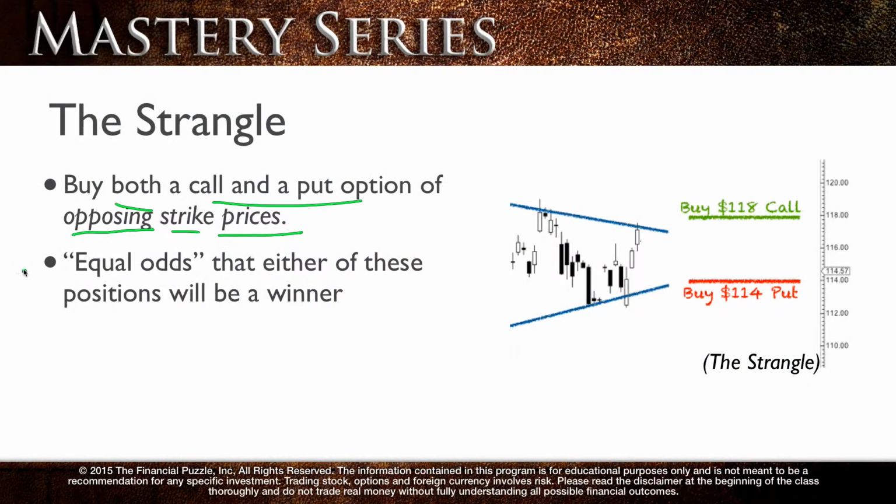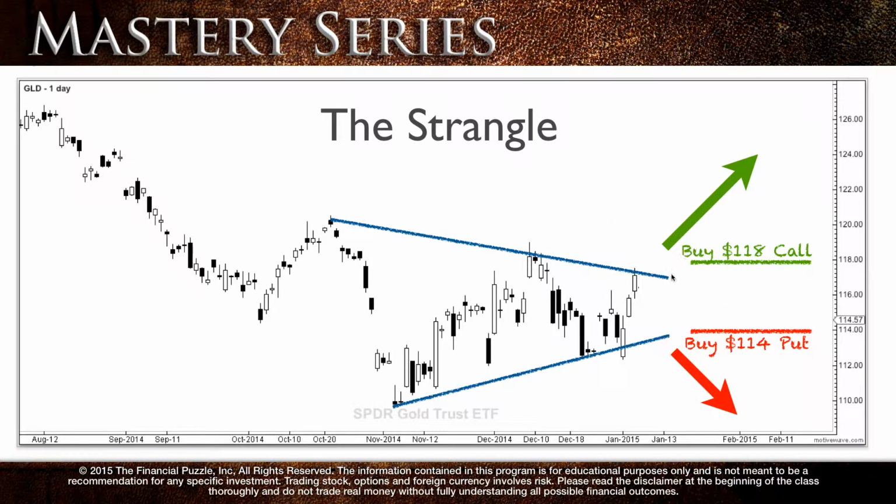Again, you have equal odds that these positions will both be winners here. So either one's going to win. Either the call's going to win or the put's going to win. But both of them, of course, cannot win. Take a look at the strangle here on the screen. Notice what I've done. I've bought one out of the money call option, the 118 on this picture here. And we've got one out of the money put option, the 114 here.